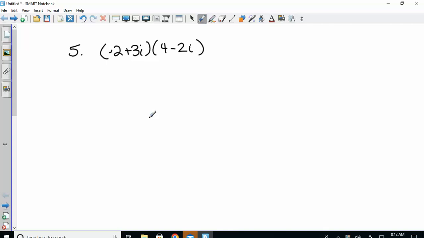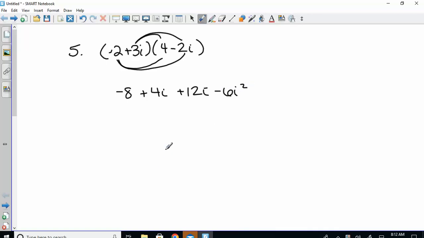Okay, so we have to FOIL here. So we get -8 plus 4i plus 12i minus 6i squared.